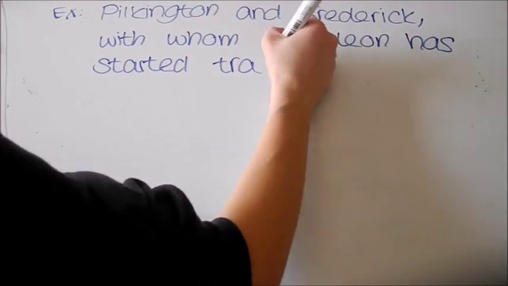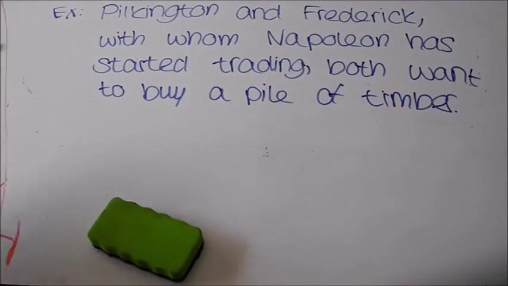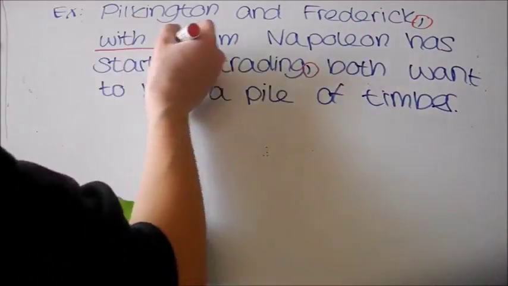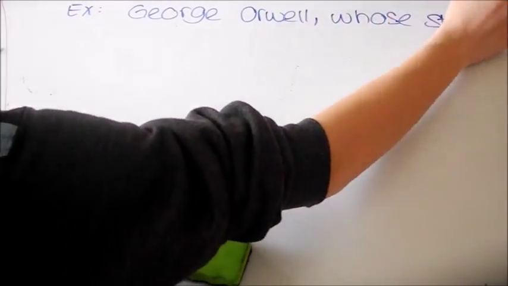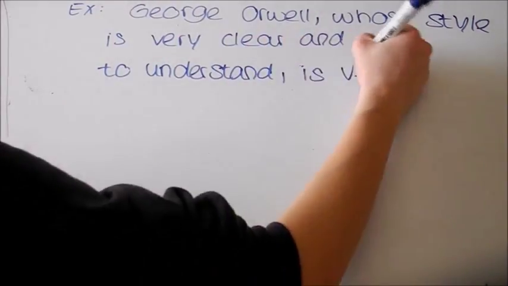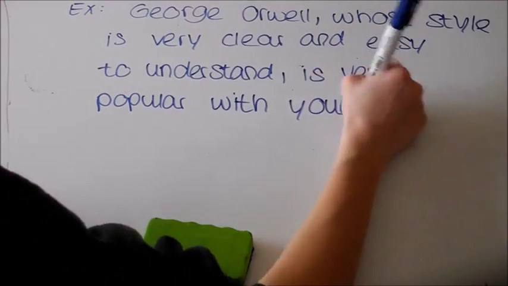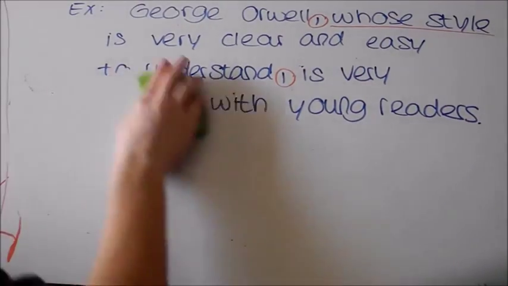Another example, Pilkington and Frederick, with whom Napoleon had started trading, both want to buy a pile of timber. Important, there are commas between the main clause and the non-defining relative clause. We'll give you one more example. George Orwell, whose style is very clear and easy to understand, is very popular with young readers. Okay, good.